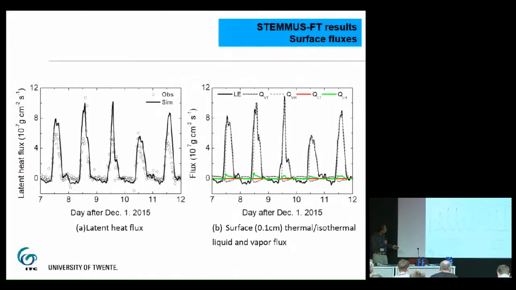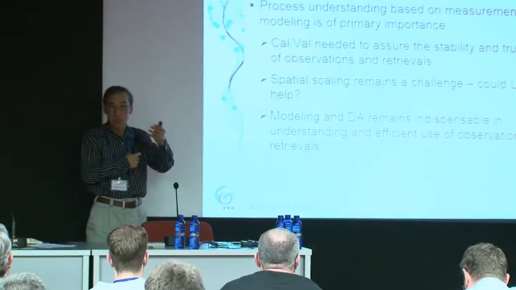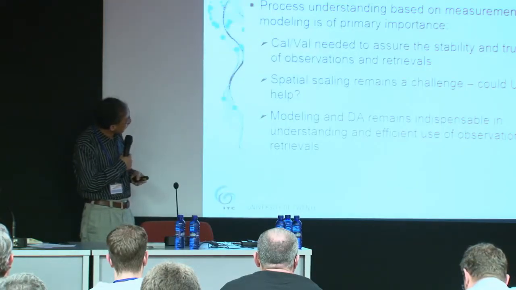So in conclusion, I would say process understanding based on measurements and modeling is of primary importance if you want to really understand what is going on. And the calibration validation is always needed to ensure the stability and the truthiness of the observation and the retrieval, and in particular for climate change, climate-related studies. Spatial scaling remains a challenge, and perhaps here we could use UAS to scale from the point measurement to a grid scale so that we can develop some kind of a new type of methodologies for that.